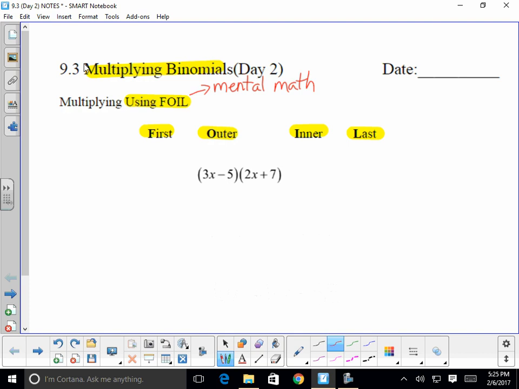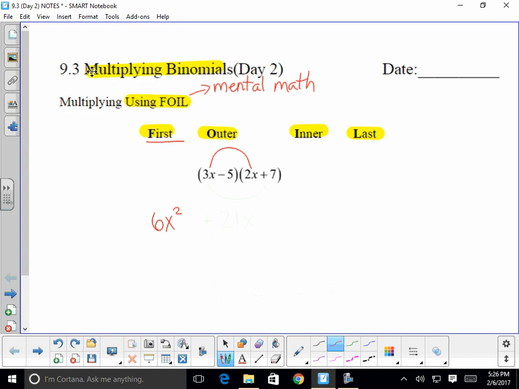First, I'm going to show you what the FOIL method actually looks like so you'll understand a little more about how we're going to be doing this in our head. First means the first terms in each parenthesis. So 3x and 2x are the first terms in each parenthesis, and we're multiplying the first term times the first term.